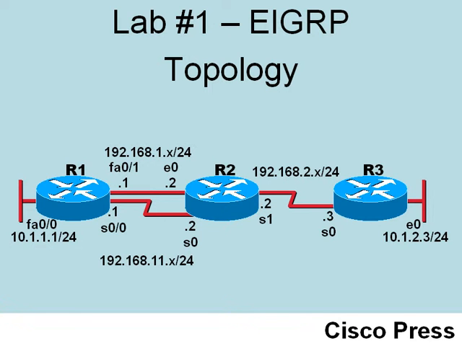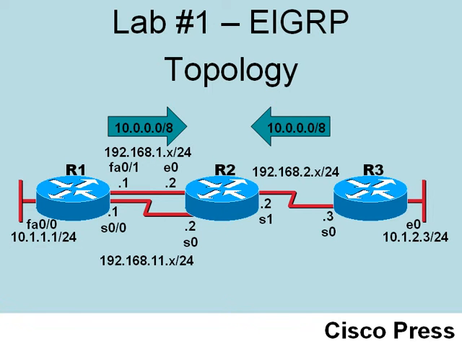Auto summarization is turned on by default. EIGRP, by its very nature, is going to summarize networks at their classful boundary. The 10. network is a Class A network. Therefore, when router R1 sends its routing update over to router R2, it's not going to tell it about the 10.1.1.0 network with a 24-bit mask. It's going to tell it about the 10.0.0.0 network with an 8-bit mask. That's also what router R3 says, and router R2 says, oh, two different ways to get to the same network? I'm using the one over the Ethernet link, because by far that has the best metric.